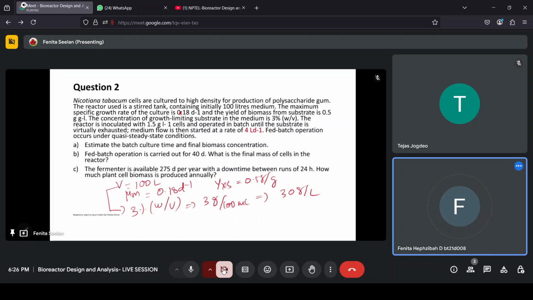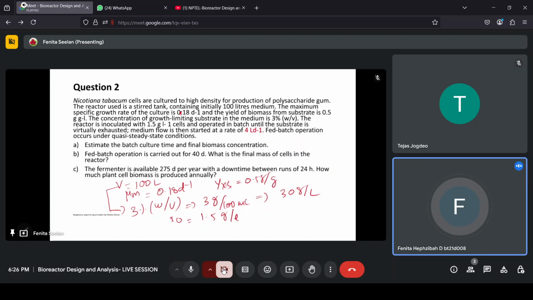Then what else is given? The reactor is inoculated with the inoculum. The initial inoculum they have given is X naught, which is 1.5 gram per liter, and they are telling that after the medium substrate is exhausted, the flow rate is then started at a rate at which the substrate is fed. That is 4 liter per day.